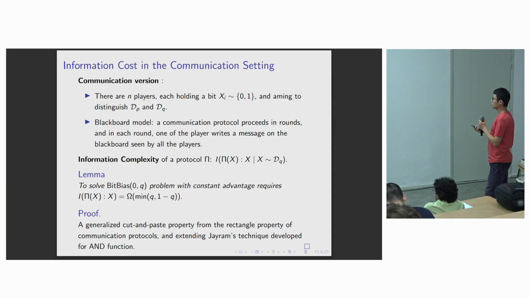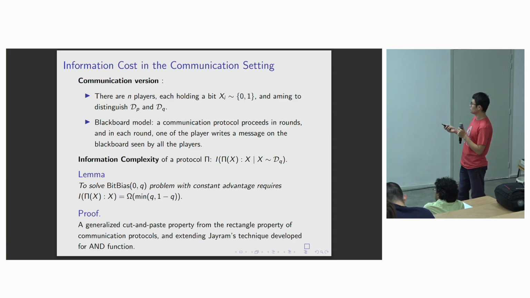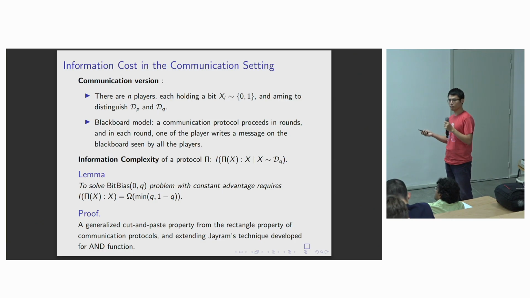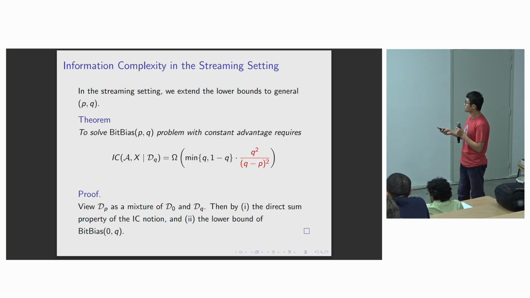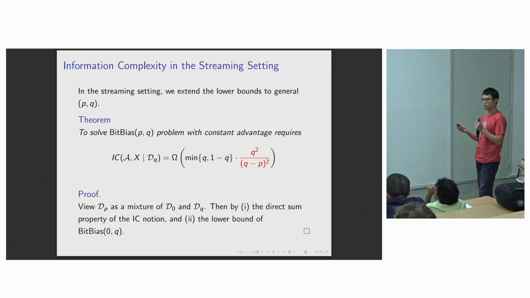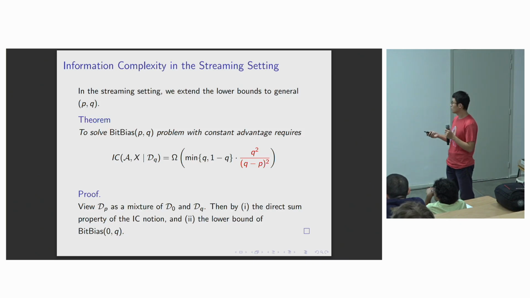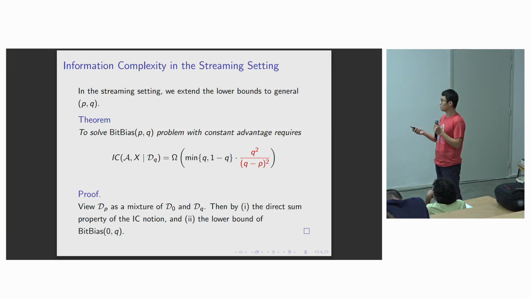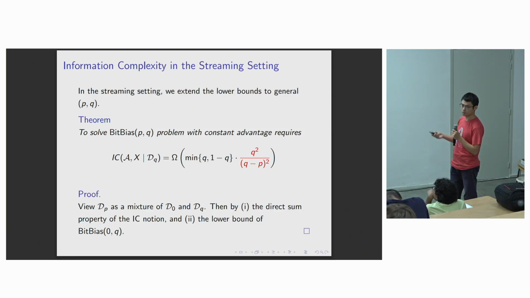By a generalized cut and paste property, and by extending Gilmer's technique for proving the AND function, we can prove the lower bounds for the information cost in the communication setting. And for the general case, for general P and Q, our proof idea is that we write the P-biased coins as a mixture of Q-biased coins and 0-biased coins. Then by using the direct sum property of the IC notion, we can show the lower bounds for the general case.